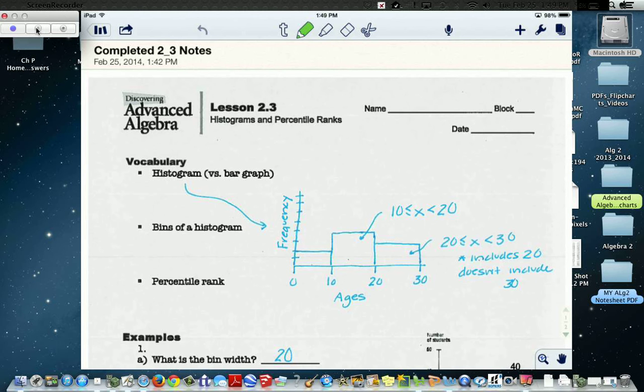With histograms, we also call them bins instead of bars. And you can see that these bins that we have go from 0 to 10, 10 to 20, and 20 to 30. So for example, if somebody is 10 years old, they're going to be in this bar right here, or this bin, because 10 is less than or equal to x, which is less than 20. So if you're 20 years old, the 20-year-old goes over in this bin.